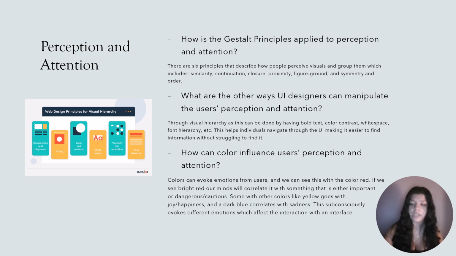And then we have symmetry and order, which is when the mind groups the objects that are symmetrical to one another. Now, what are some other ways user interface designers can manipulate the user's perception and attention?